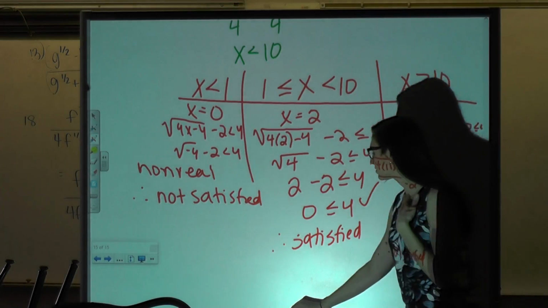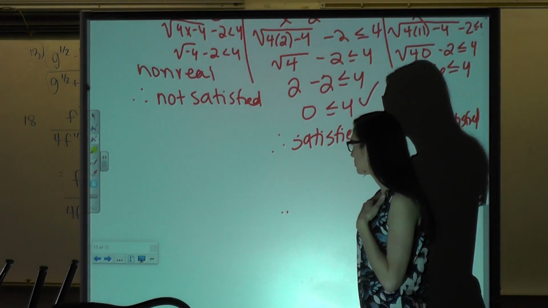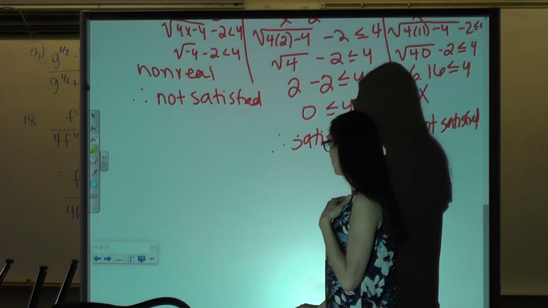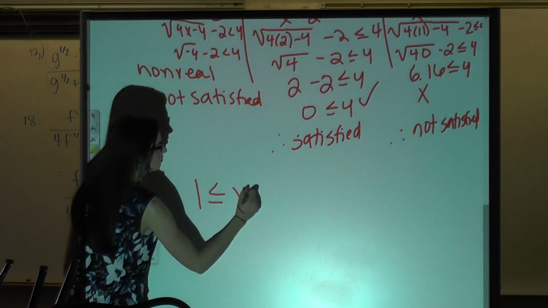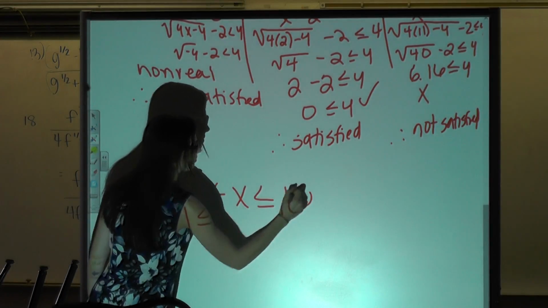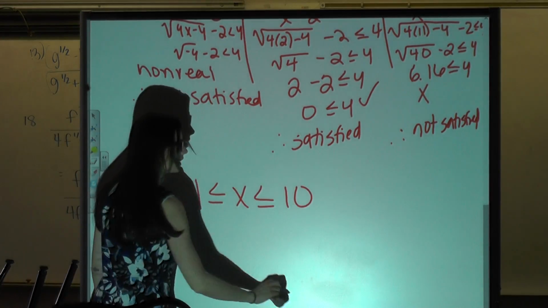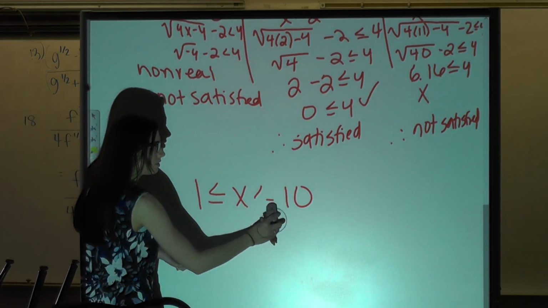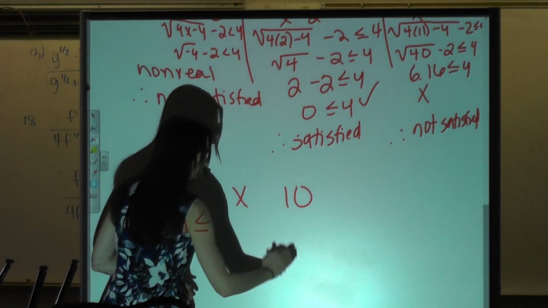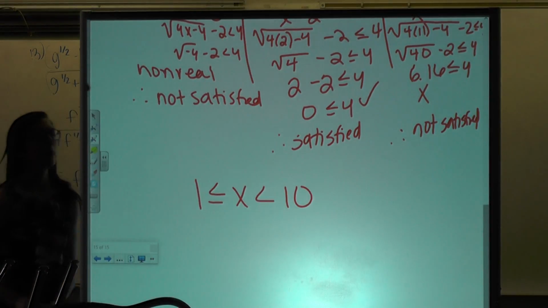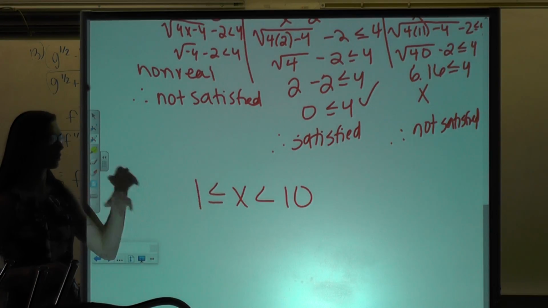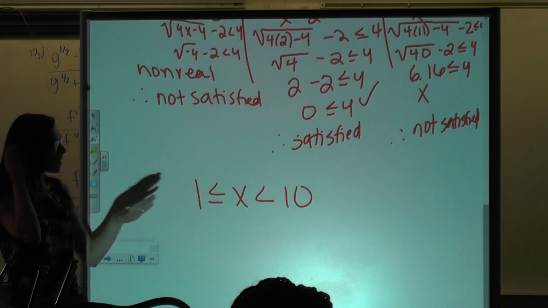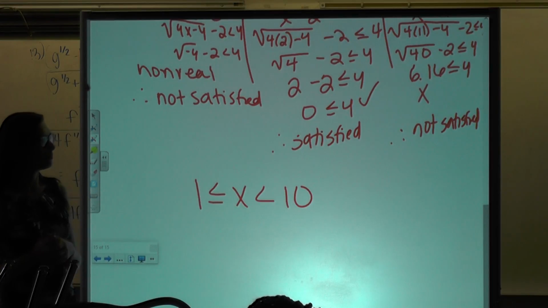So what's your answer? Is it less than or equal to, or just less than? One of them has to be equal to. It's this one. That one is less than or equal to. X has to be greater than or equal to 1.